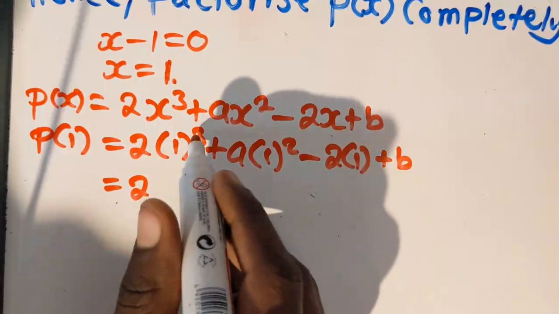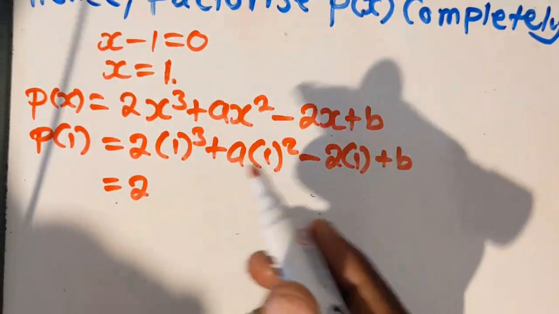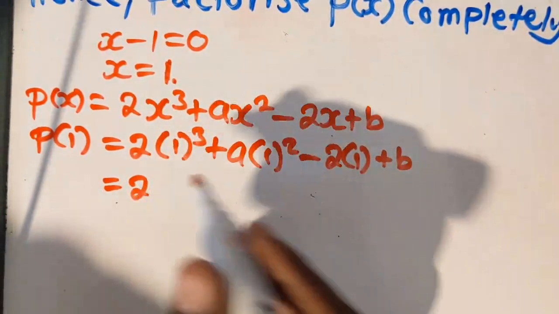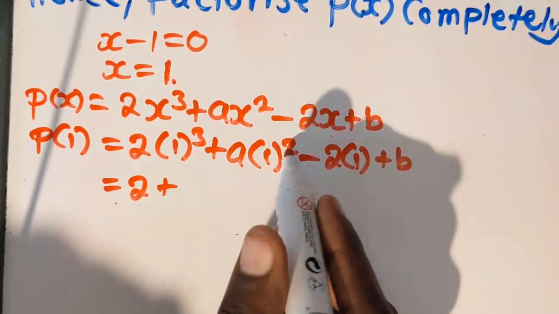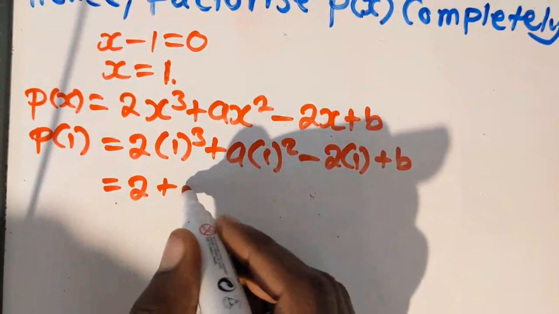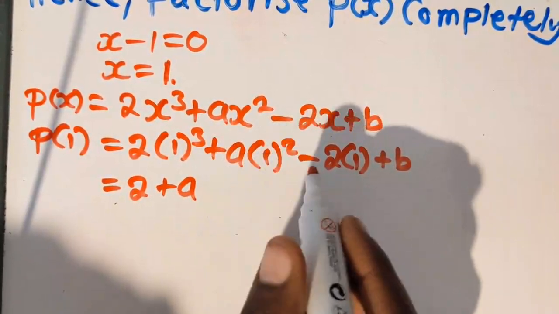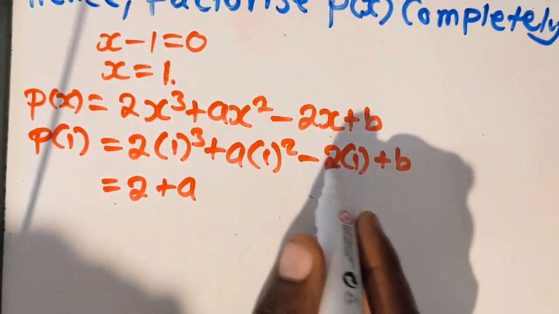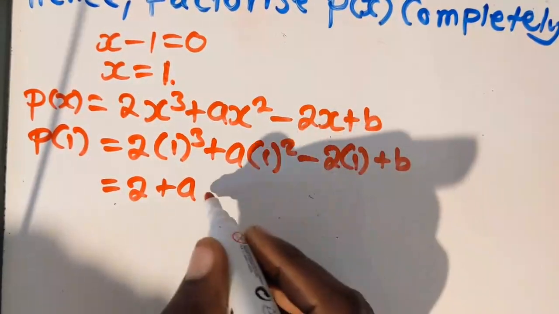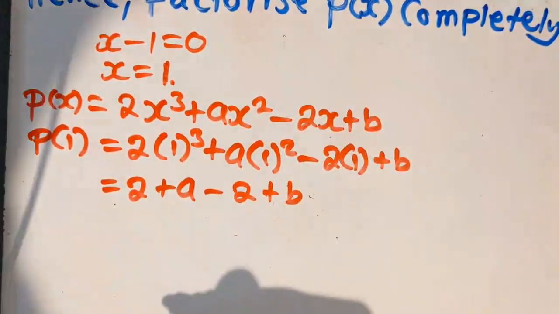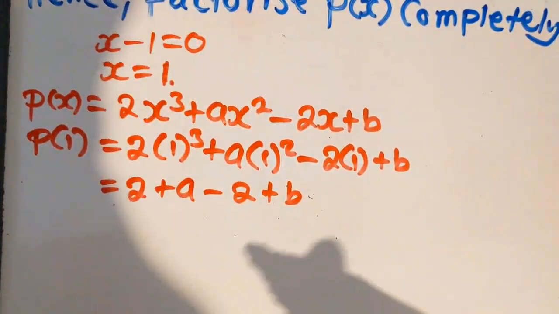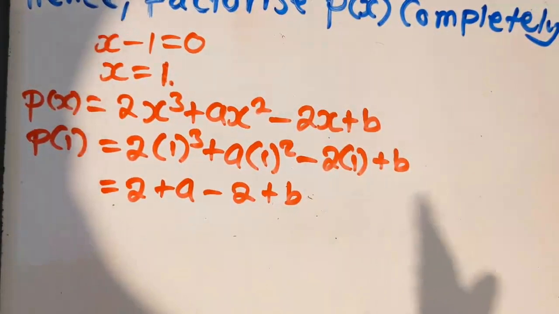So this 1 to the power 3 is just 1. So when we say 1 multiplied by 2, it is just 1 and the same. So we say plus, this 1 squared is just 1. 1 times A, that's going to be A. Then it will be 2 minus 2 times negative 2 times 1, that's going to be negative 2 plus B. Okay, negative 2 plus B.